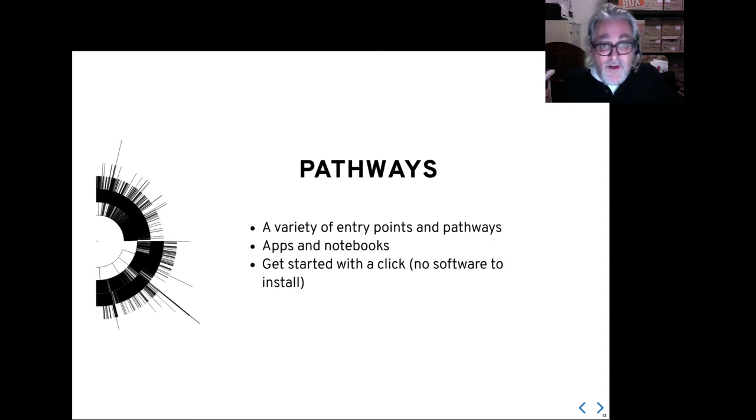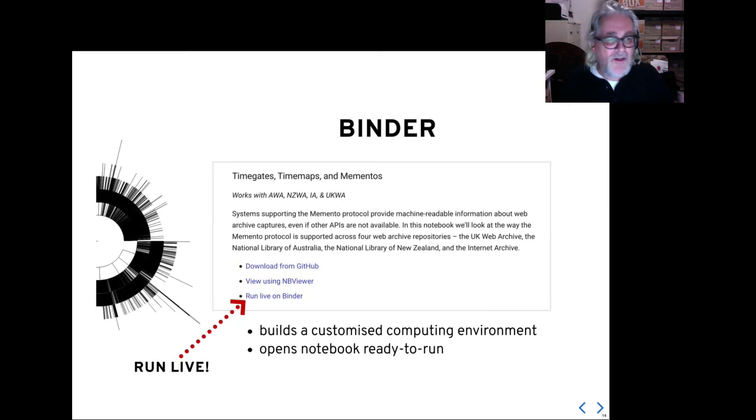Another way which I've tried to develop these different pathways for researchers is to make it easy for them to get started with a single click. So within the GLAM Workbench, you'll see these links which say run live on Binder. You just click on that link, it spins up the Binder service, which creates a computing environment with all the software that you need, and loads up the notebook ready to run. So it's about creating that sort of low barrier of entry which enables a researcher who might be curious about using web archives to get started, to start experimenting without having to worry about the software that they might need or how they configure anything. Click on the link, get started, start exploring.